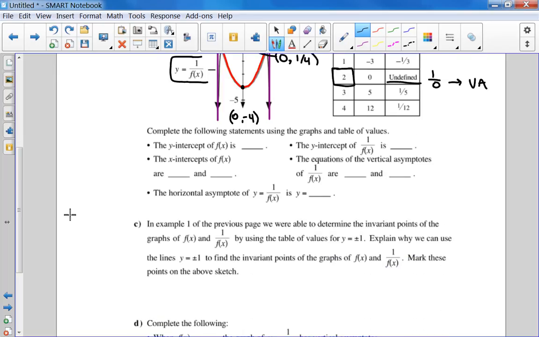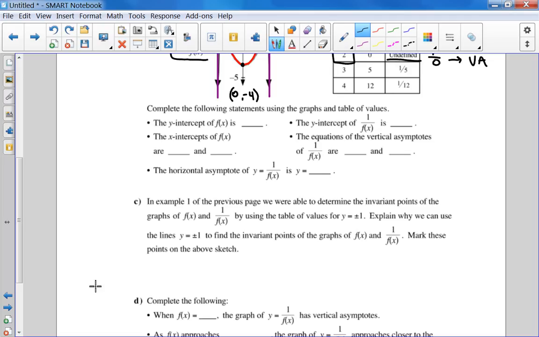Okay, let's just fill these in, because we've talked about all of them. Y-intercept, -4, the reciprocal would be -1/4. We talked about that one. The x-intercepts are -2 and 2. We talked about that, and their corresponding vertical asymptotes. And then the horizontal asymptote is going to be this.